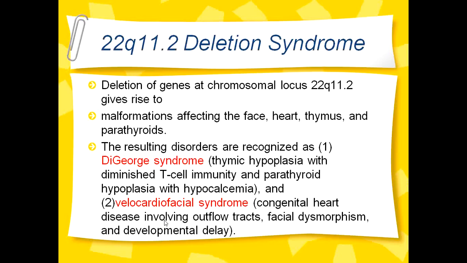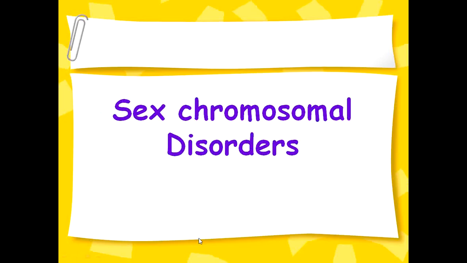22q11 deletion syndrome. Deletion of genes at chromosome locus 22, long arm, band 11 of chromosome 22 gives rise to malformations like DiGeorge syndrome. It presents with thymic hypoplasia, diminished T cell immunity, parathyroid hypoplasia, and hypocalcemia. While velocardiofacial syndrome is characterized by congenital heart diseases involving the outflow tract, facial dysmorphism, and developmental delay.